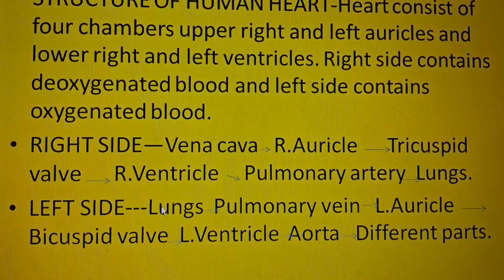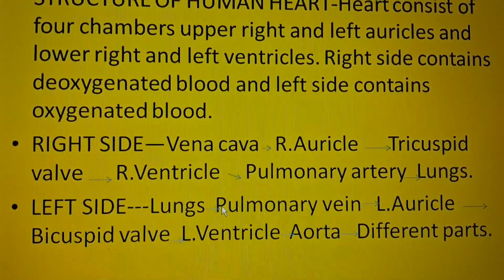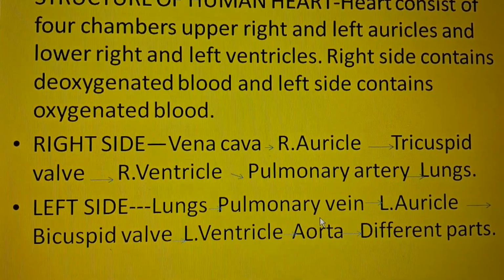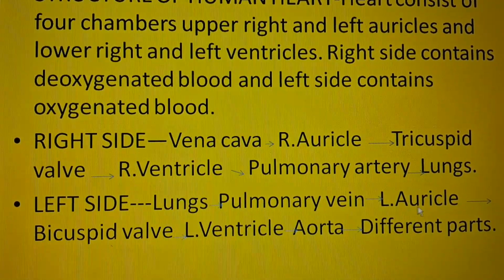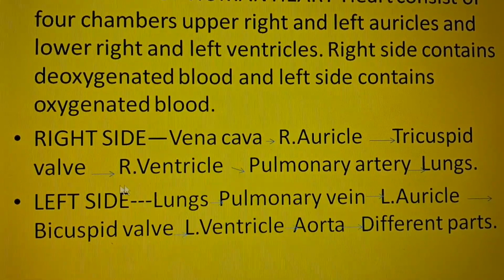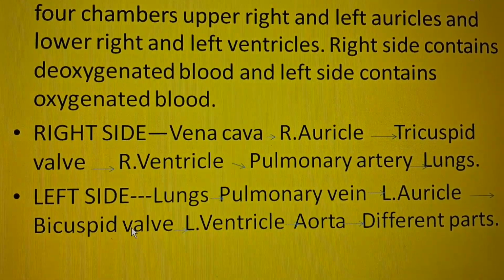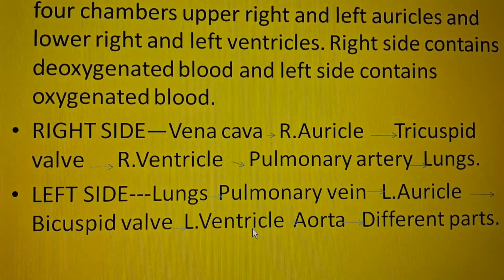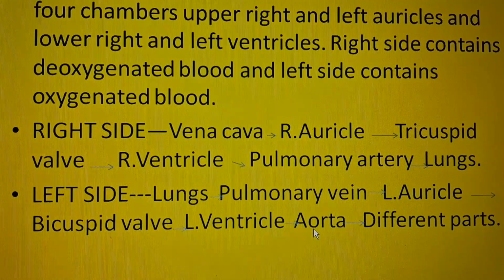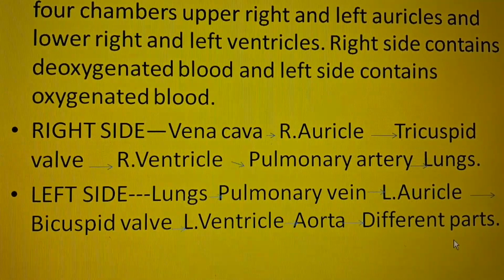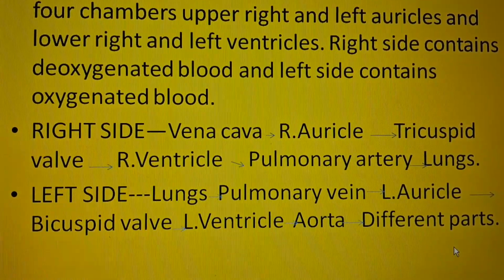Now what happens in the left side? In the left side of the heart, from the lungs, the pulmonary vein brings back purified blood to the left auricle. Now from the left auricle, through the bicuspid valve during auricular contraction, meaning auricular systole, the blood moves into the left ventricle. Now from the left ventricle, through the aorta, the blood is carried to different parts of the body. So this is the oxygenated blood that is carried to different parts of the body.